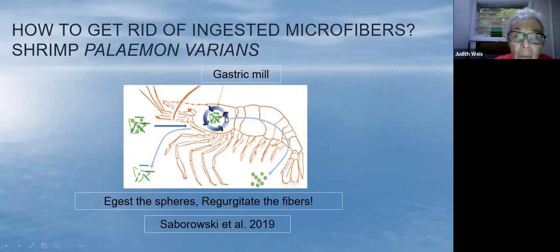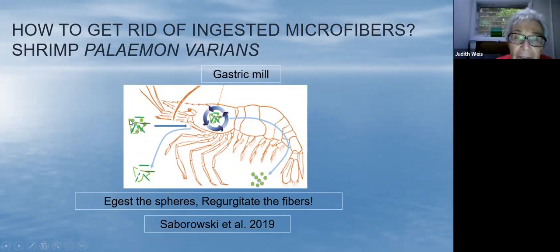And what the shrimp, and I'm sure other crustaceans do also, is separate out the microspheres and send the microspheres down the digestive system and out, and poop out the microspheres, whereas it sends the fibers back where they came from.